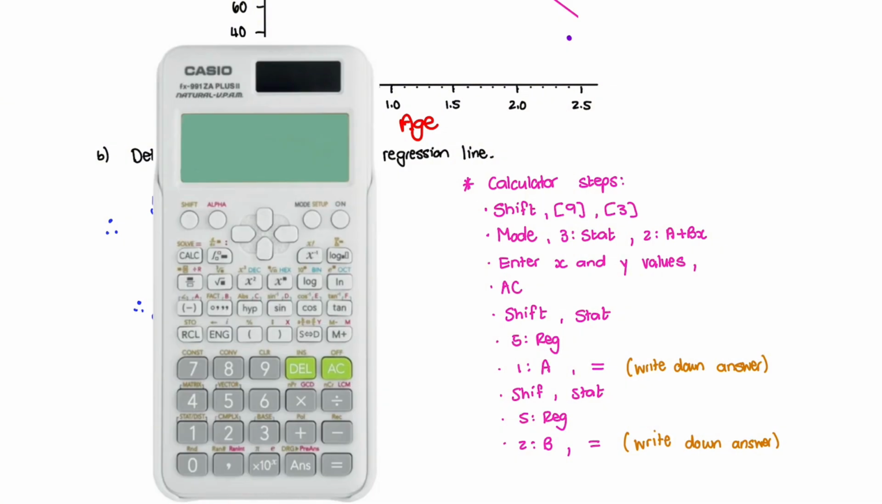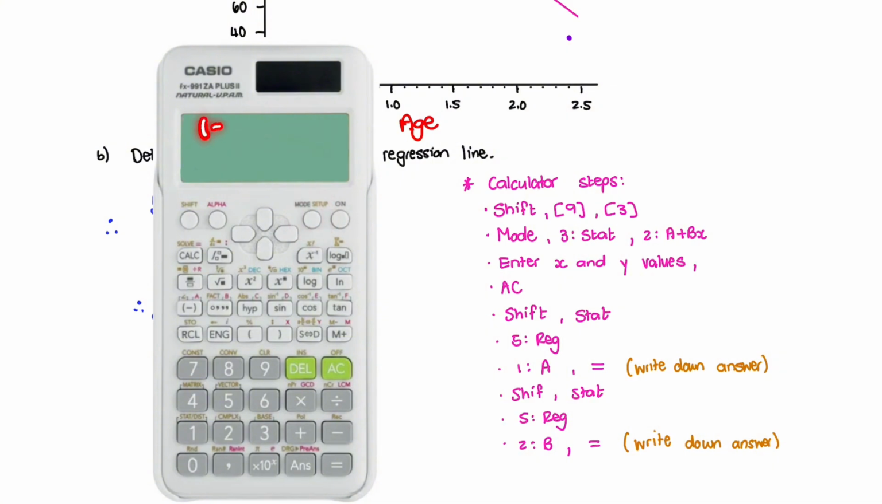And the calculator that I prefer to use is the white Casio calculator. So let us quickly run through the steps to find the regression line. First, I'll press Shift 9 to clear the calculator's memory. Then I'll press Mode and a few options will pop up, and I choose the option that says Stat.